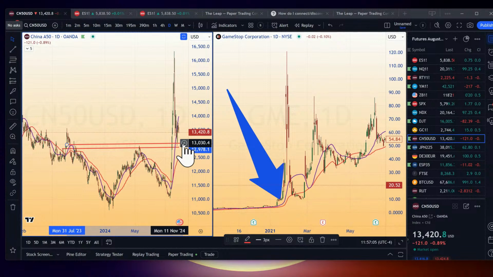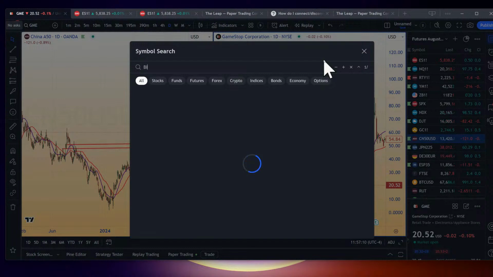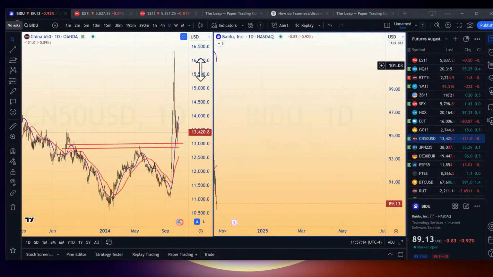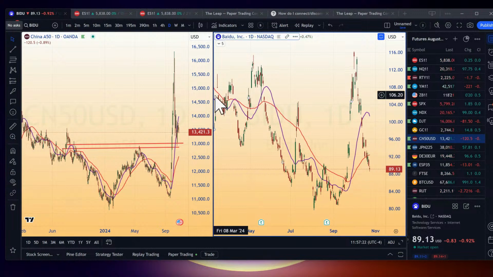Right there. Now, I'll tell you, we lost money. We're not perfect. We lost money in Baidu. Why'd we lose money in Baidu? Because of this. Yeah, it went exactly to price support. But we got in here. Now, you might be like, why the heck did it go down?